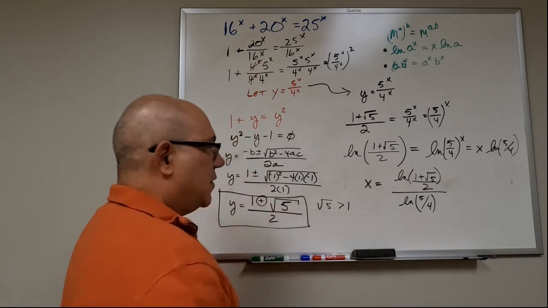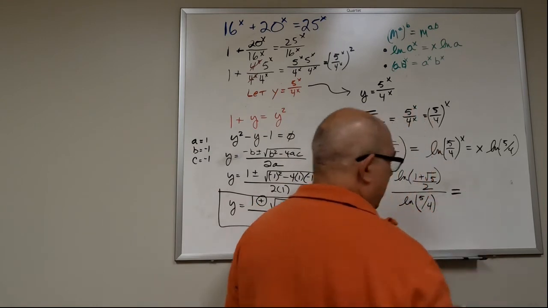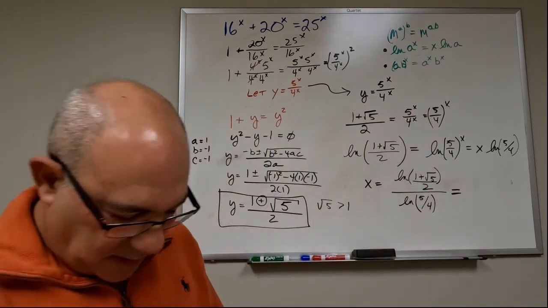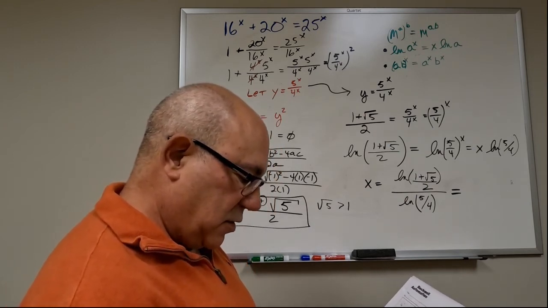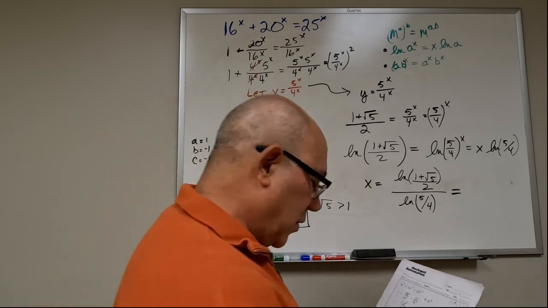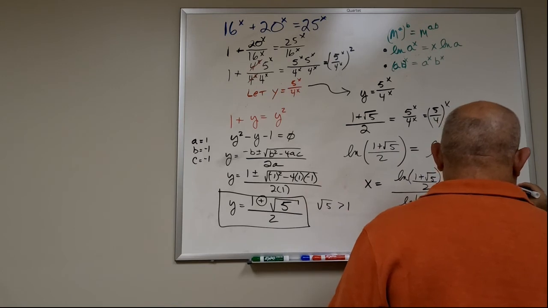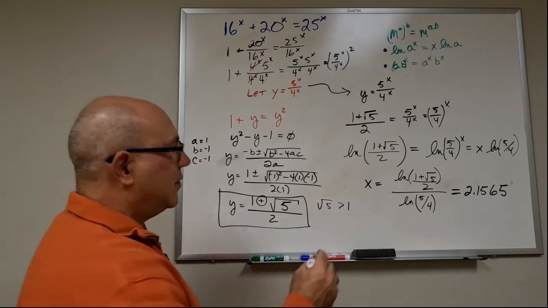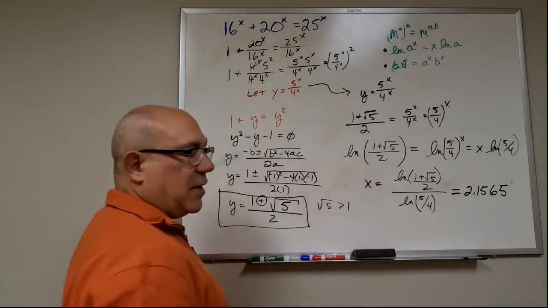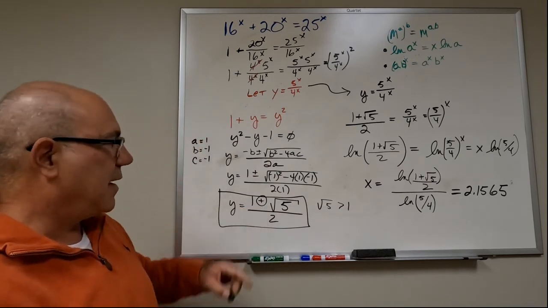If we figure out what this is with our calculator, I did that. It comes out, with rounding, to be 2.1565. And that's our answer. Now, if this was a negative number, the log of a negative number is undefined. So there's just no solution for that. That's why we dropped the negative number here.